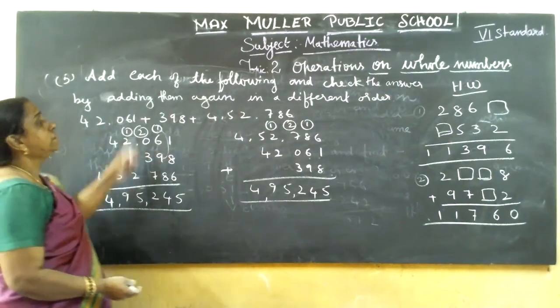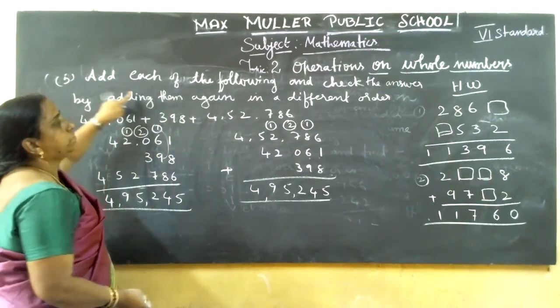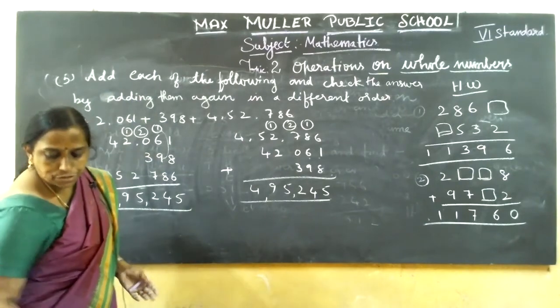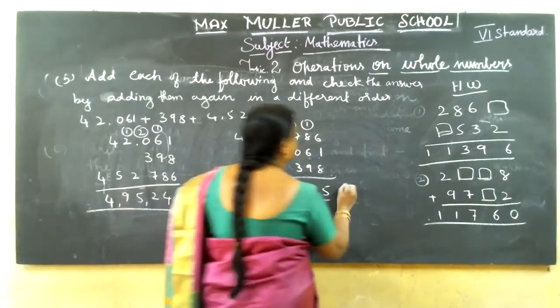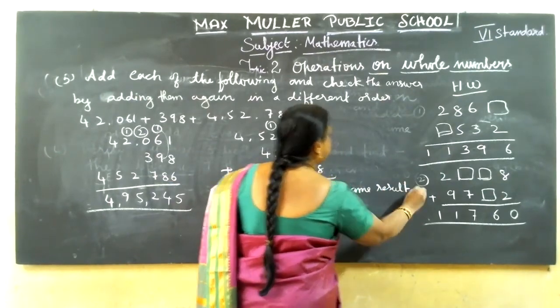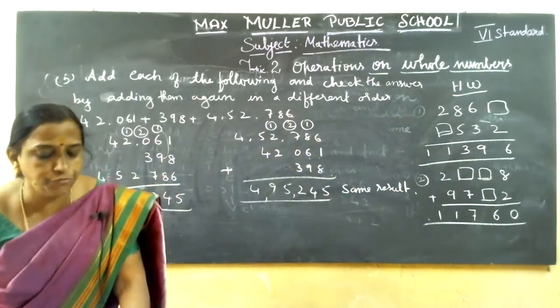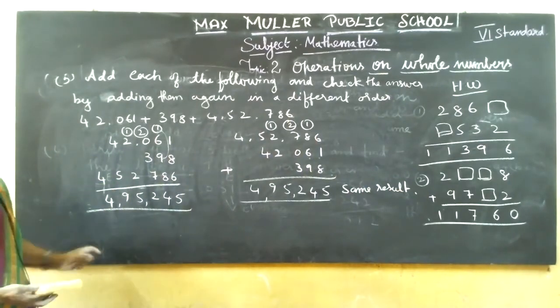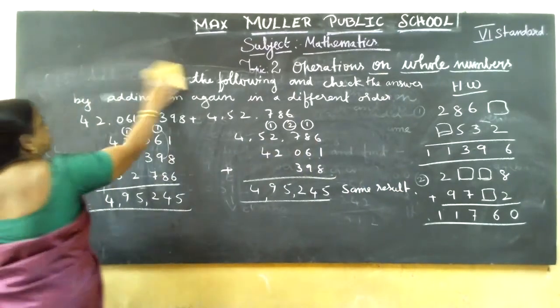So what is that? Different order. Check whether the answer is same or different. So what should you write? Same answer, same result. What we got? Same result. So it's still only one more sum there. I'll finish that. Okay, if you change the order, you should understand, if you add, you will get the same answer. Okay, last question, sixth one.